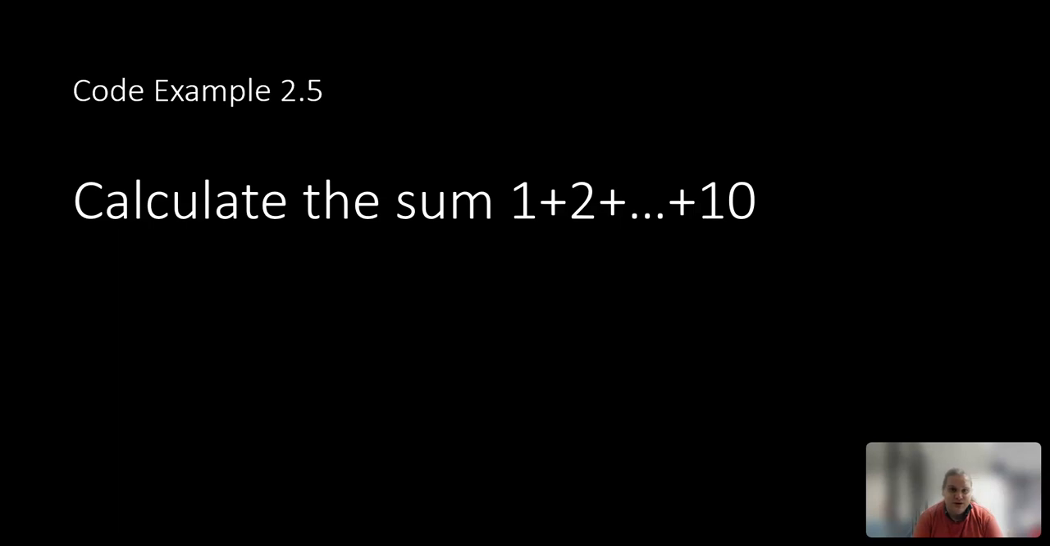Welcome to this video tutorial for computational thinking and social science. We will now examine code example 2.5, where the task is to calculate the sum from 1 to 10. The code example has two different examples. Let's look at the somewhat longer one.